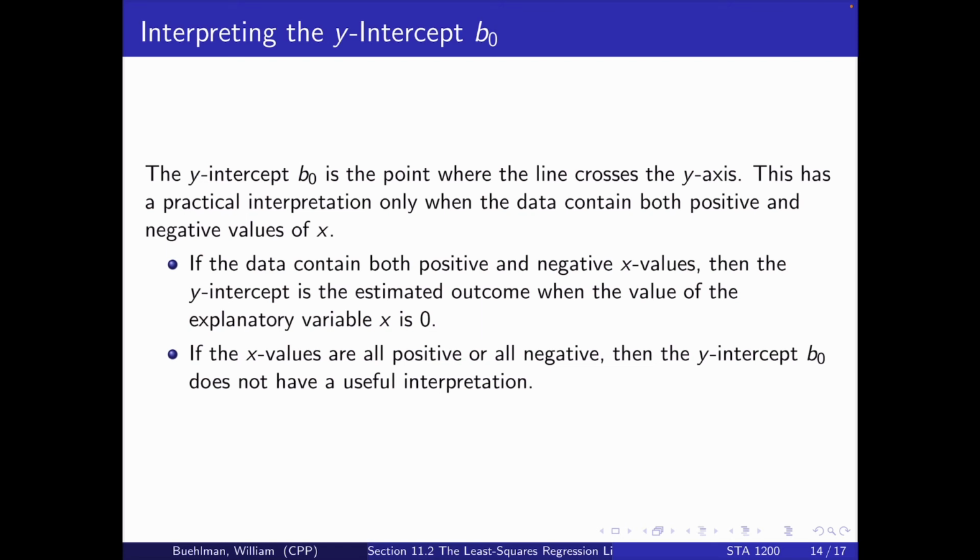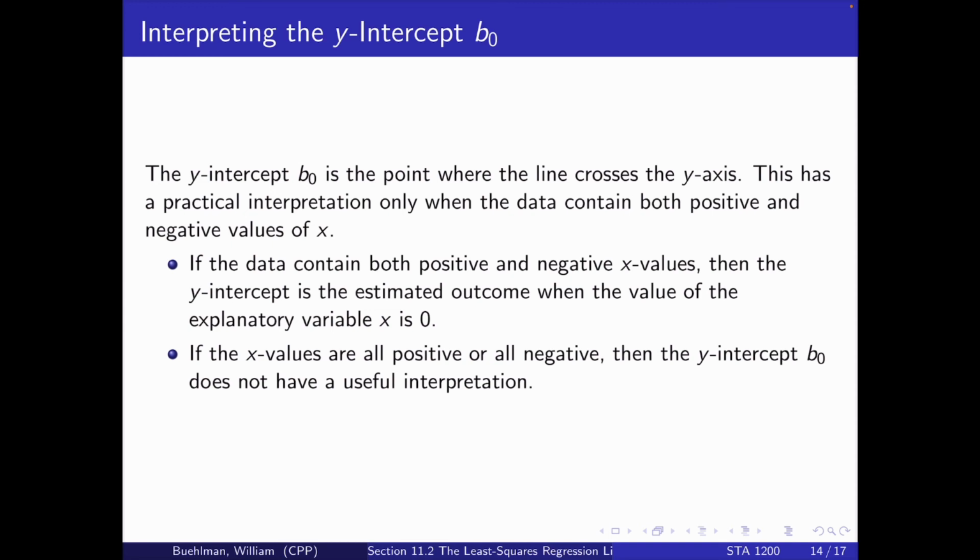The y-intercept b0 is the point where the line crosses the y-axis. So that's what that b0 that we found is. If the predictor value was 0, this is where it would cross the y-axis, right? Because where the predictor value is 0, that means x is 0. So that's where it's crossing the y-axis. This has a practical interpretation only when the data contains both positive and negative values of x. If the data contains both positive and negative x values, then the y-intercept is the estimated outcome when the value of the predictor variable is 0.